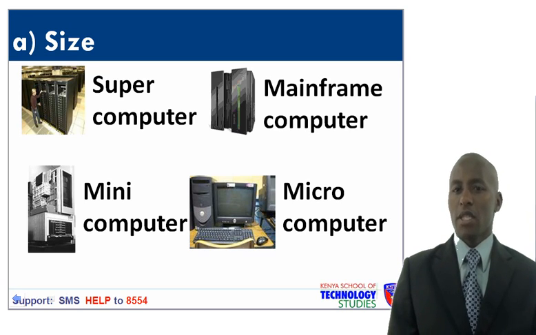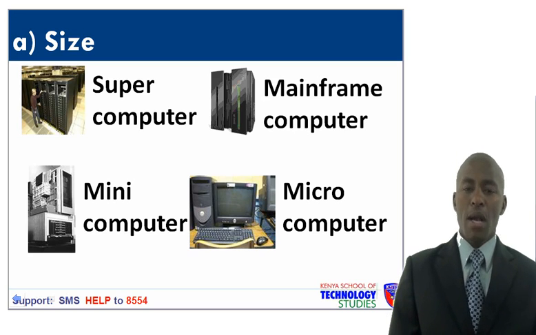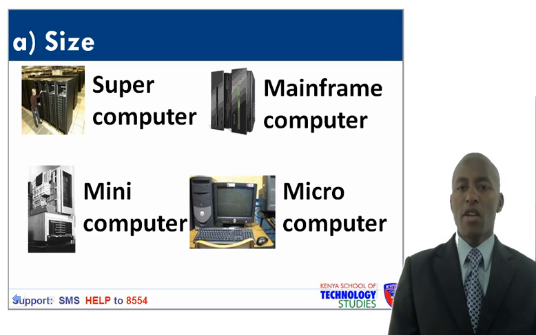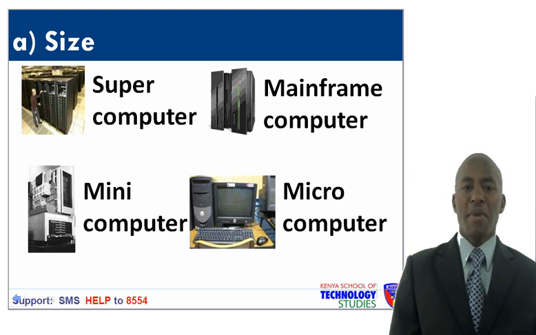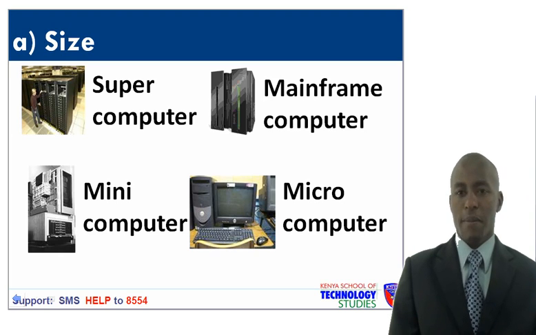Now let us go to mainframe. Mainframe computer, it was expensive, but not like the supercomputer, which was very much expensive. Again, the speed of supercomputer was very much high compared to the speed of mainframe computer, meaning mainframe computer was not faster than supercomputer. Again, mini computer was smaller compared to supercomputer and mainframe computer. The speed of mini computer was again smaller compared to supercomputer and mainframe computer.